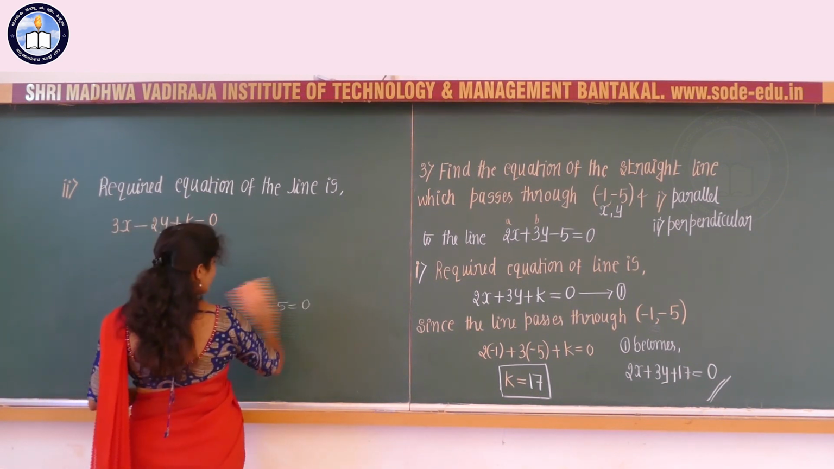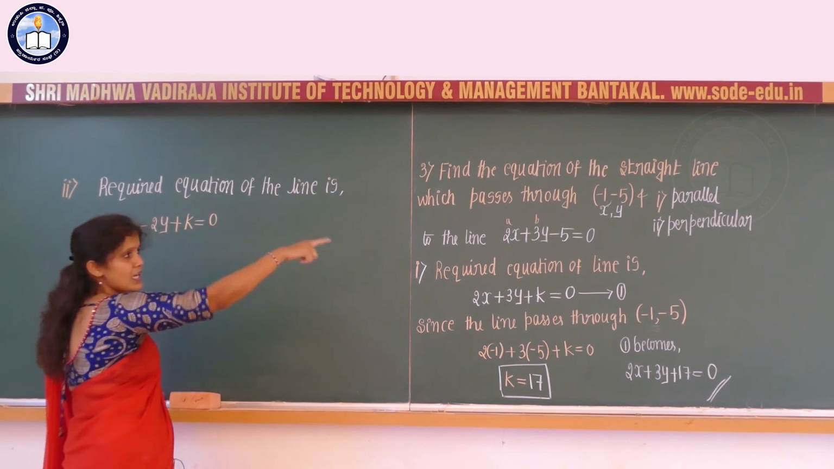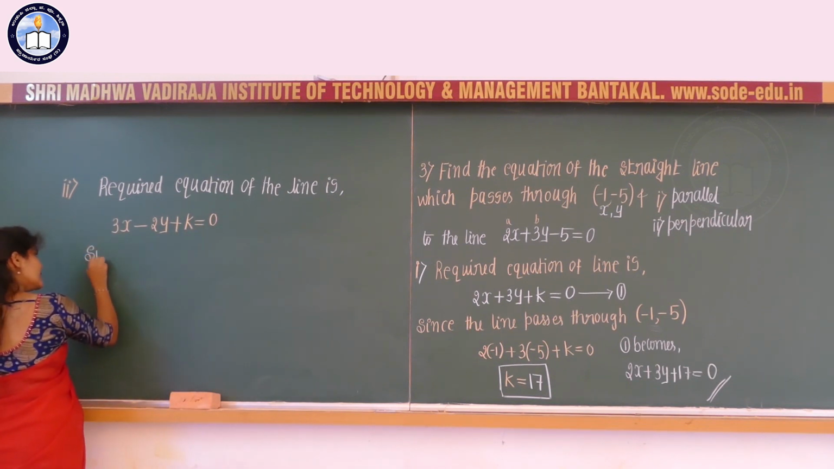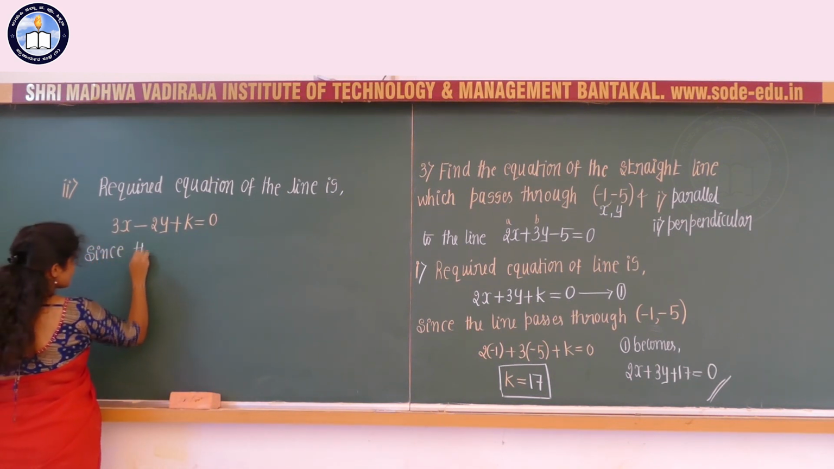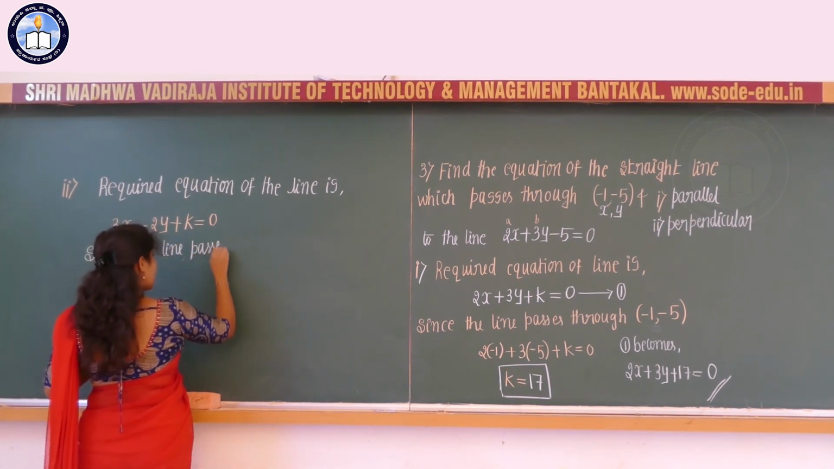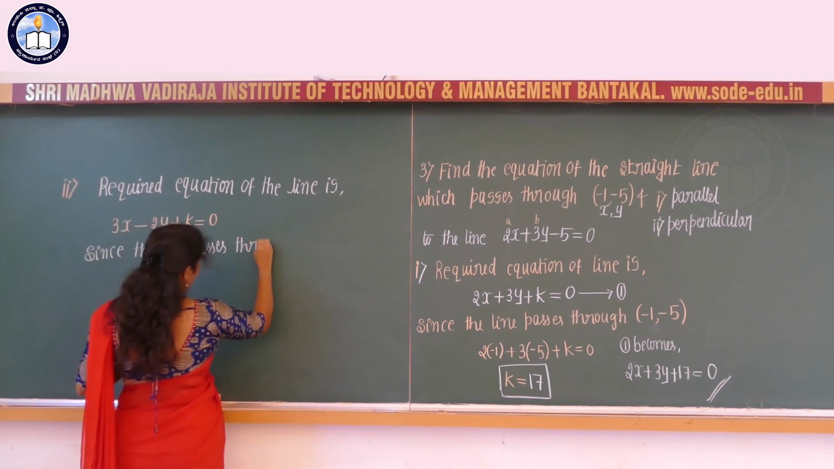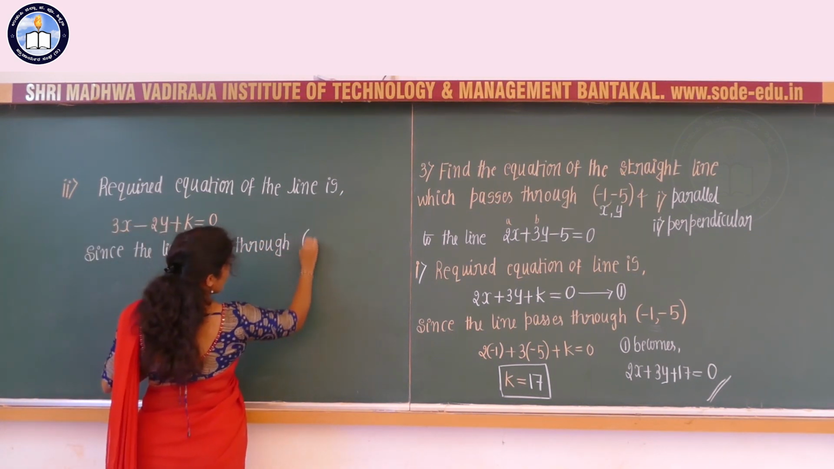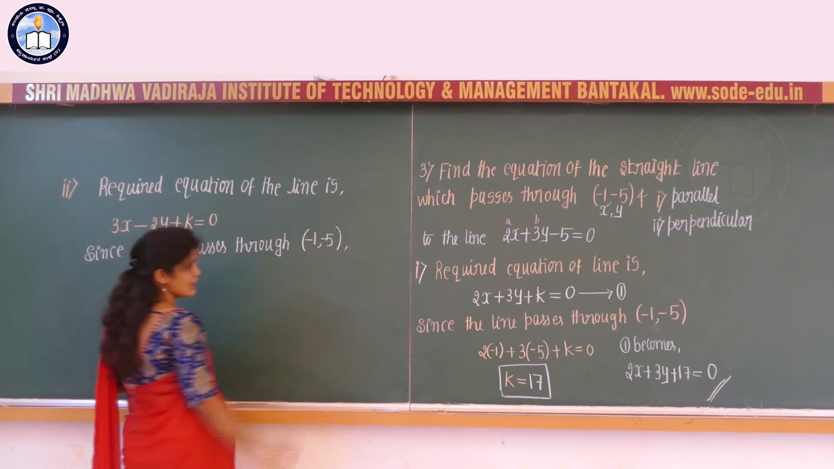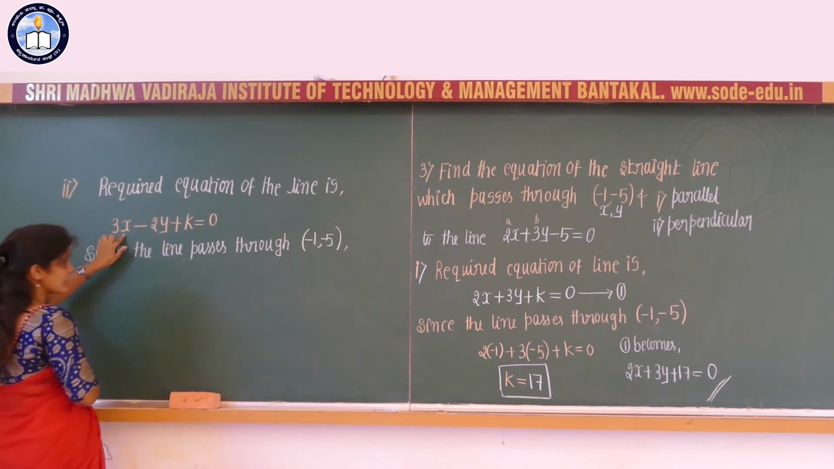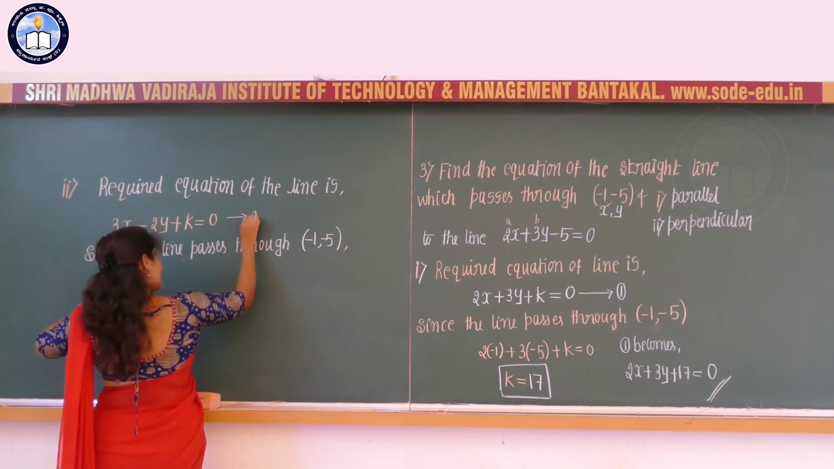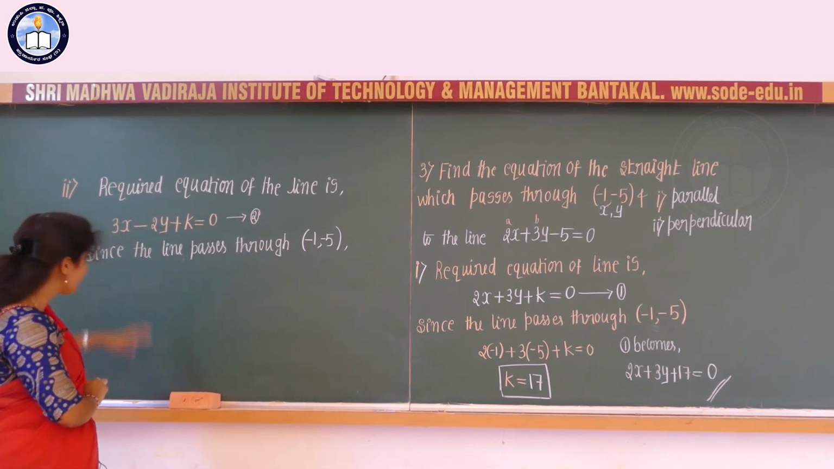And here also we know that the required equation of the line passes through the point (-1, 5). So since the line passes through the same point, the ordered pair (-1, -5), we can substitute here (-1, -5), that lies on the given line. This I will consider as equation 2.